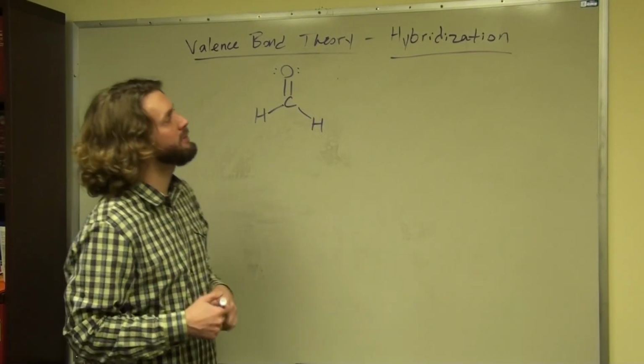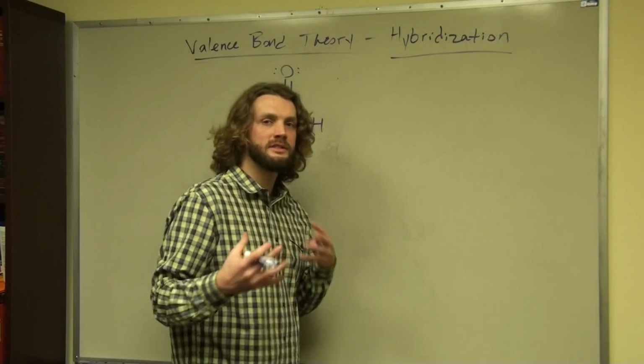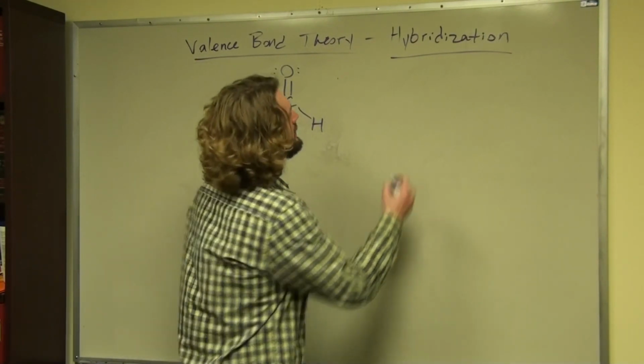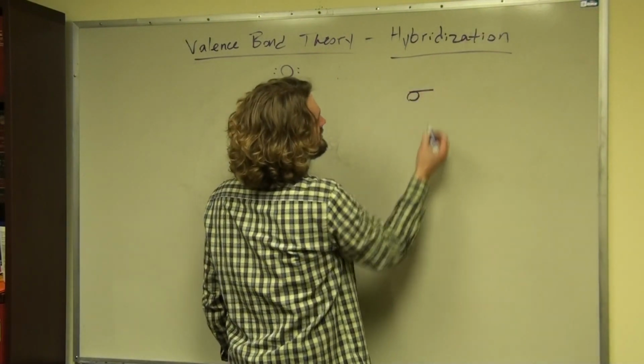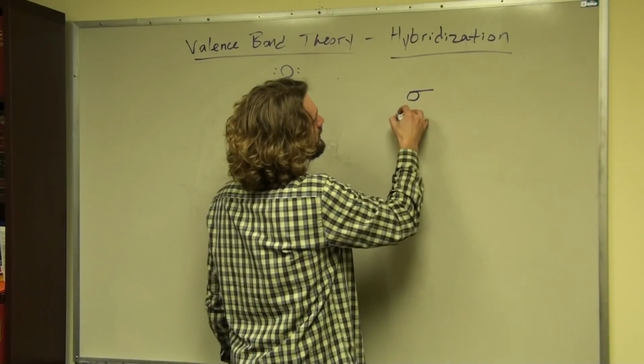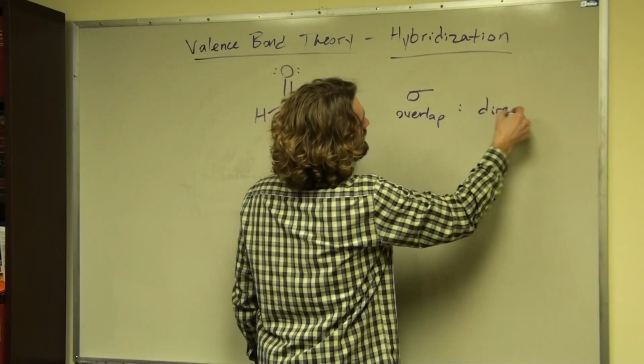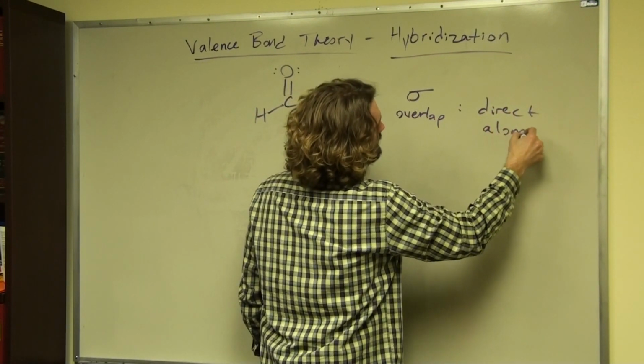So just to recap, we learned about two different styles of orbital overlap in the last video. I threw them at you, but I just want to recap that here. So sigma style overlap is direct along the internuclear axis.